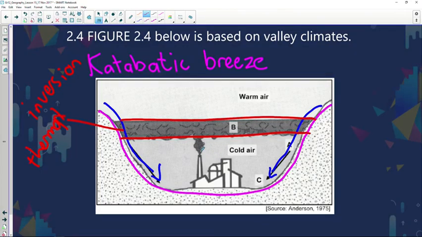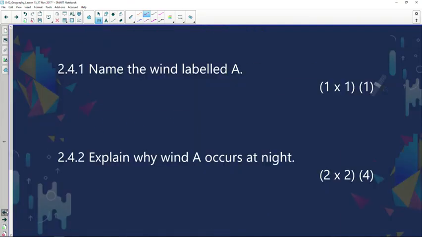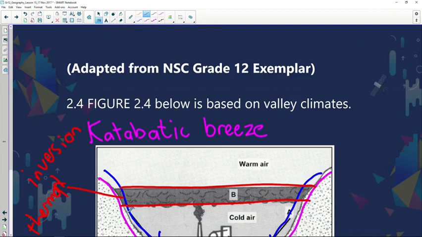Now, for instance, let's say I go and climb Kilimanjaro. The higher I go, what's going to happen with the temperature? It's going to decrease. But in this case with the inversion, what happens with the temperature? It's increasing, so it's a negative lapse rate. Now over here, the industries, as you can see, create a lot of pollution, but let's quickly go and have a look at these questions that they ask in question 2.4. Name the wind labeled A. As you can see, it's a katabatic breeze, it's air sinking downslope of the valley.